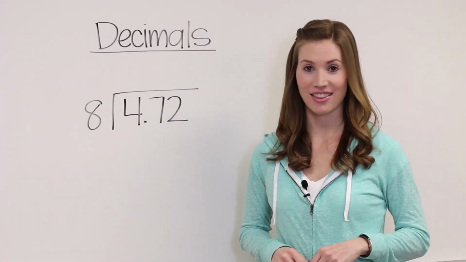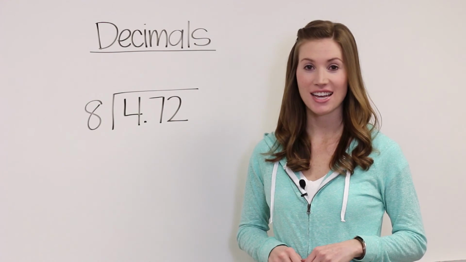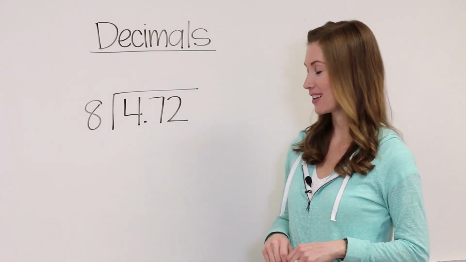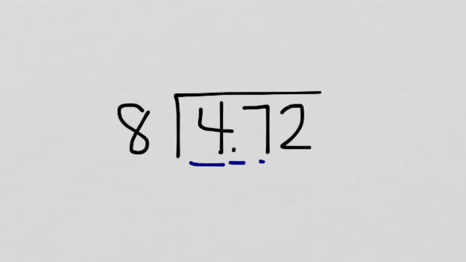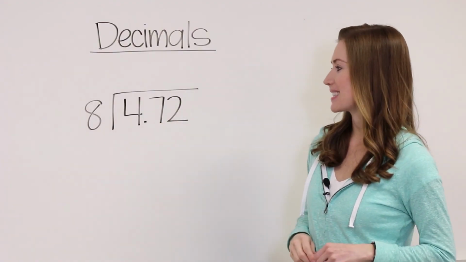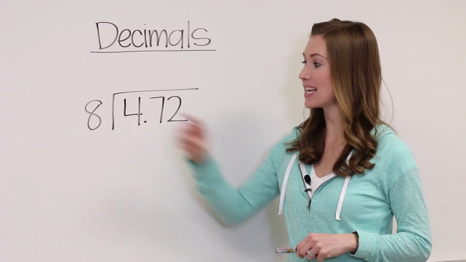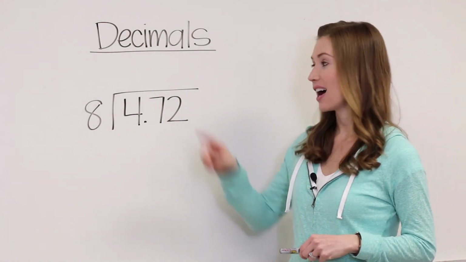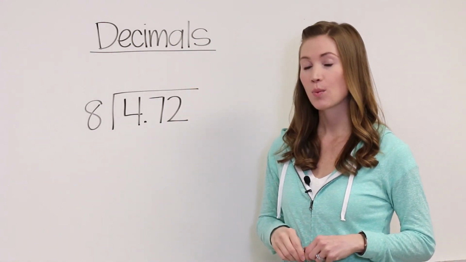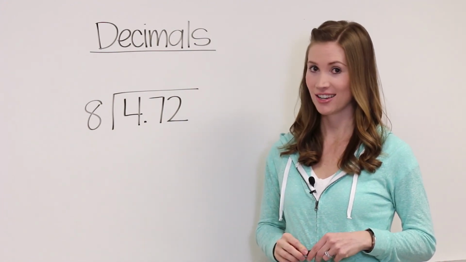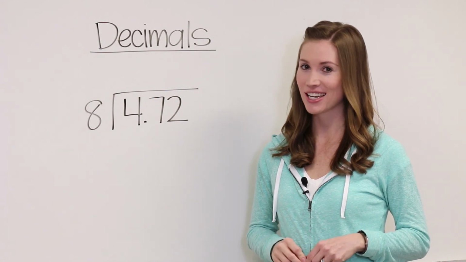Let's do a problem together. Read the problem to yourself as I read it aloud. Remember to use place value as you read. 4 and 72 hundredths divided by 8. This would be like saying I spent $4.72 on 8 small bags of chips. Our quotient or our answer will tell us how much one small bag of chips costs. Are you ready to divide and find our quotient?